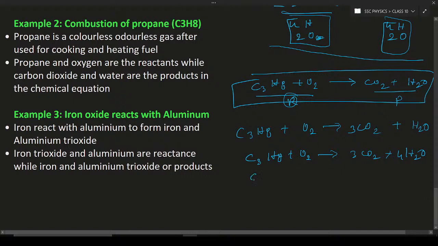So again we have to add and increase the number of atoms. There are 10 oxygen atoms, so we have to add 5 before O2, since 5 times 2 is 10 oxygen atoms. So again: C3H8 plus 5 O2 gives 3 CO2 plus 4 H2O. So this is the balanced chemical equation.